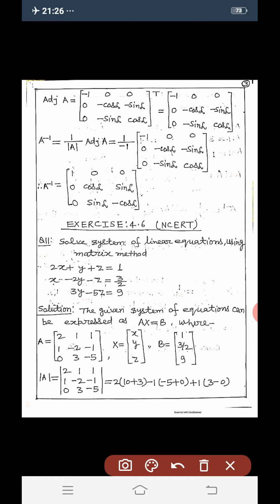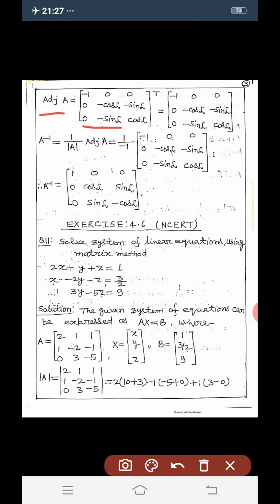Therefore, adjoint A is equal to the transpose of the matrix of cofactors, and this is equal to the matrix -1 0 0, 0 -cos alpha -sin alpha, 0 -sin alpha cos alpha.